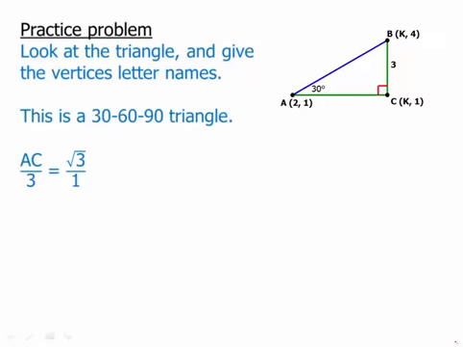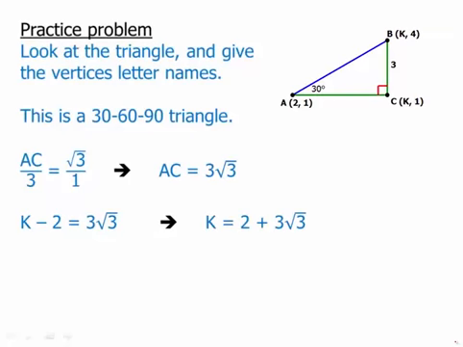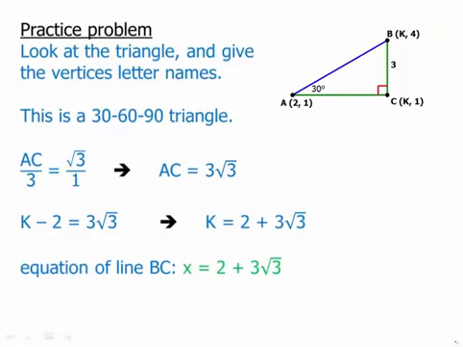So of course this is a 30-60-90 triangle. We studied these in the geometry lesson. And we know that we can set up a ratio BC over AC equals root 3 over 1. Cross multiply, we get AC equals 3 root 3. And so this AC, which is 3 root 3, equals k minus 2, as we've said. So now all we have to do is add 2 to solve for k, and we get k equals 2 plus 3 root 3. And therefore the equation of the line is x equals 2 plus 3 root 3.